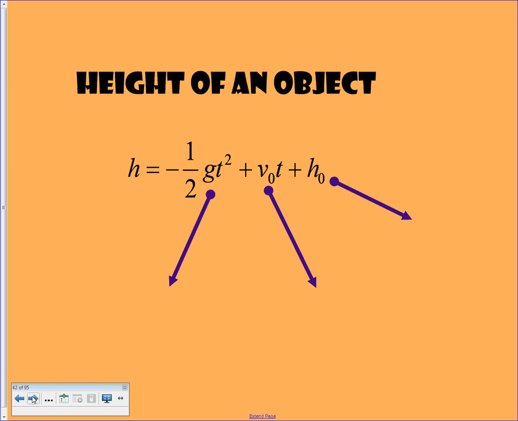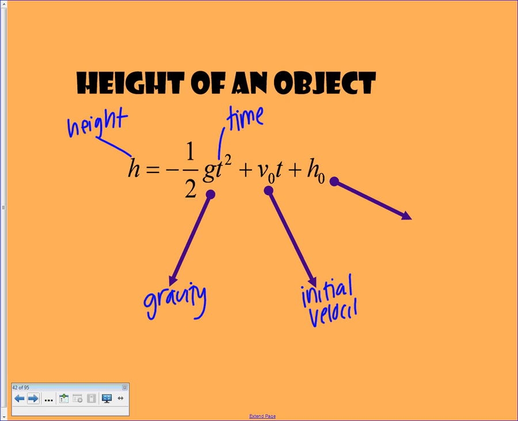The second part of today is working with how to put the equation together if we're talking about the height of an object. You may have seen this formula if you are in chemistry or physics. G stands for the gravity. H stands for the height of the object. T stands for time. So T is always dealing with time. Usually we're talking in seconds here. V sub 0 stands for the initial velocity. So what is the velocity at the very beginning? And H sub 0 stands for the initial height.